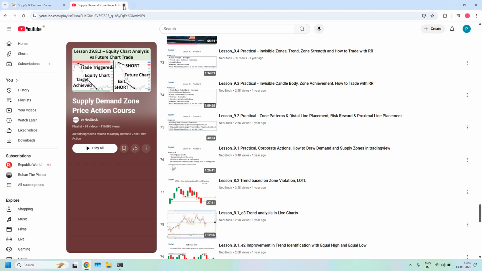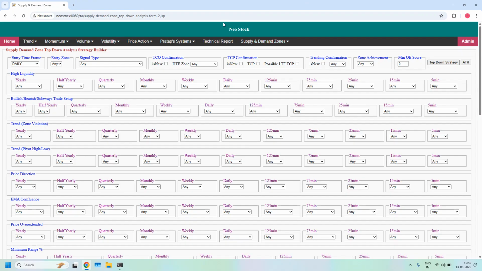Okay, now I am going to generate different supply demand zone reports with the help of the NeoStock Software Supply Demand Zone Top-Down Analysis Strategy Builder. First, I am going to find the stocks near daily and 75 minutes time frames so that we can identify high liquidity zones, which can be used for the HLQ zone strategy, that is, the high liquidity zone strategy that you learned in the lesson 21.3 videos.